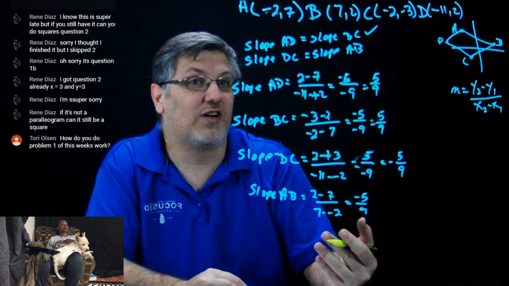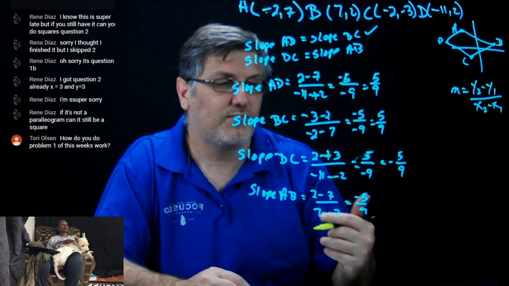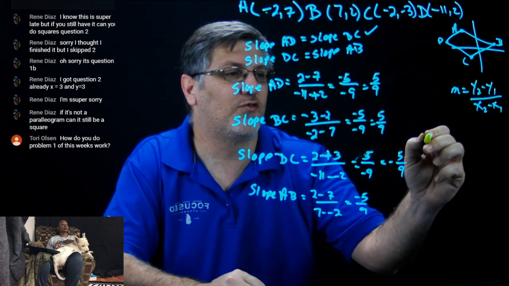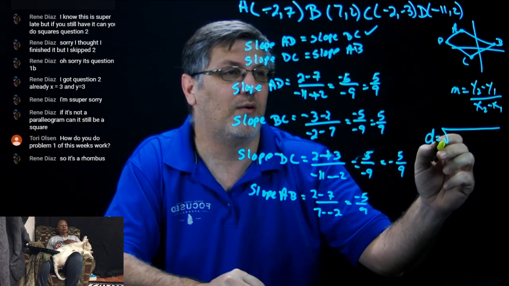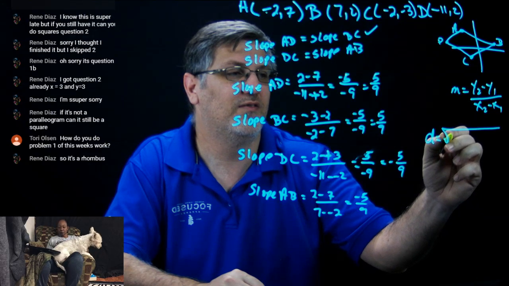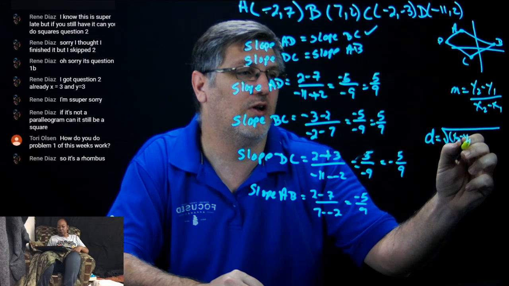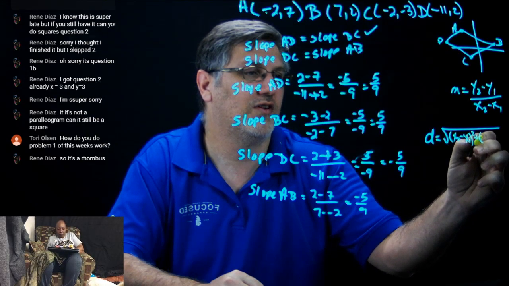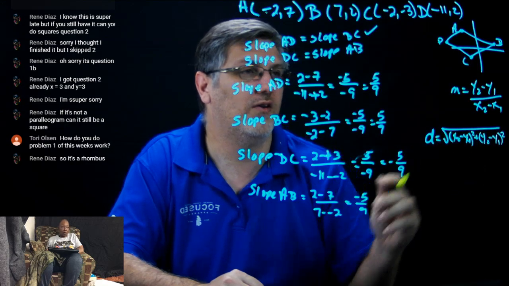So now we just need to check to see if it's a rhombus. Well, rhombus is easy enough because we're just going to use my distance formula. My distance is the square root of x sub 2 minus x sub 1 squared plus y sub 2 minus y sub 1 squared. Yeah, it's going to be a rhombus. Do you need to see me finish it out? No, you don't have to finish.